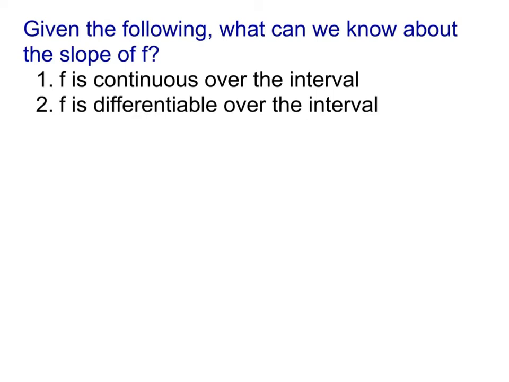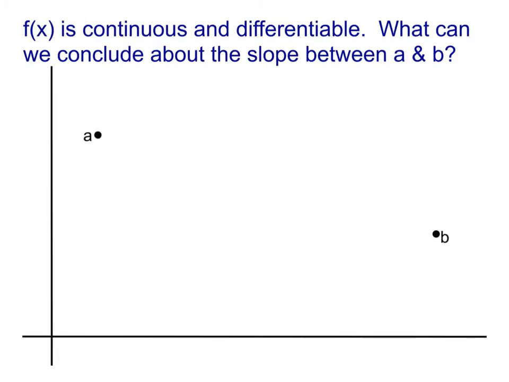The first is that f is continuous over this particular interval. The second thing that we can know about this up front is that our function f is differentiable over this interval as well. So based on that information, what can you know about the slope of the function between those 2 points? That is, over this interval from a to b, what can we know happens in that slope?